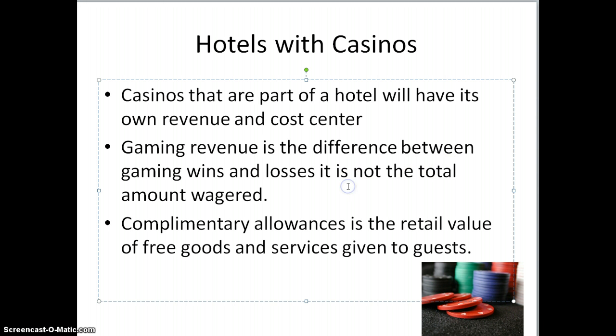So gaming revenue is the difference between gaming wins and losses, not the total amount wagered. So if you win some, you lose some. They have that all figured in to gaming revenue.